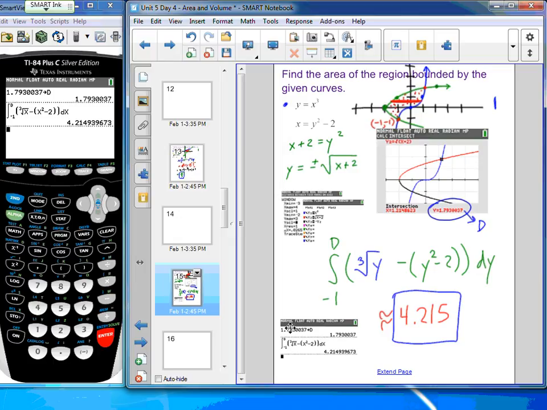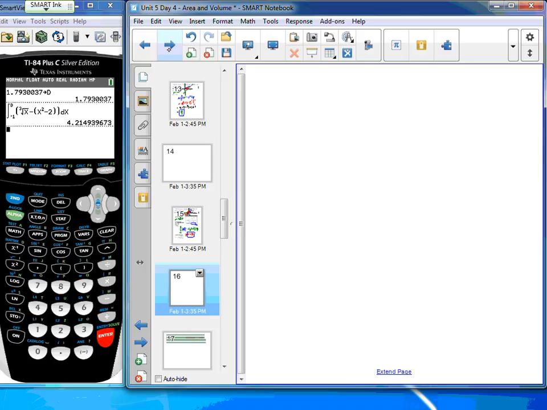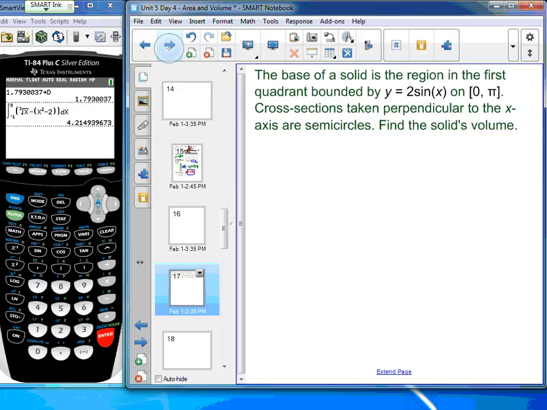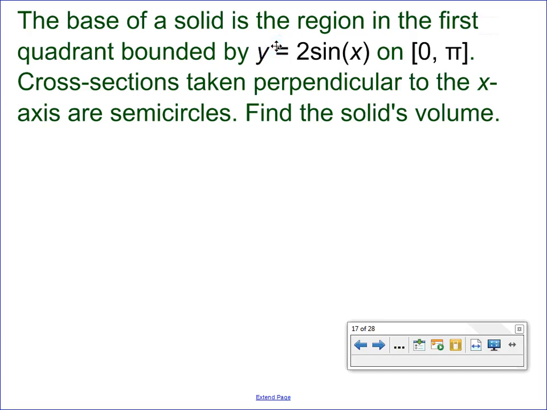All right, so we're going to switch gears now and go up a level and up a dimension. And now consider not the area of an irregular shaped region, but what about the volume of an irregular shape, a 3-dimensional solid. So we're going to look at 3 different types today. First, let's suppose that we have a static object. The base of a solid is the region in the first quadrant, bounded by y equals 2 sine x over an interval 0 to pi. Cross sections taken perpendicular to the x-axis are semicircles. Let's find the solid's volume.